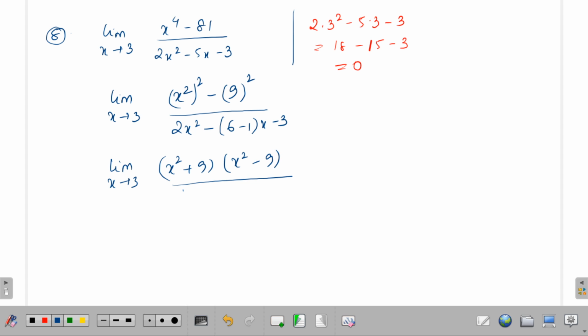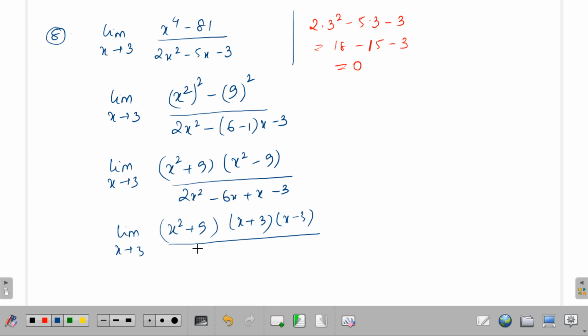So again that will be 2x squared minus 6x plus x minus 3. So that will be limit of x tends to 3, where I got x squared plus 9. Now I got x squared minus 9, which I can say, 9 means 3 squared, so that will be x plus 3 and then x minus 3. Now again the same thing over here.